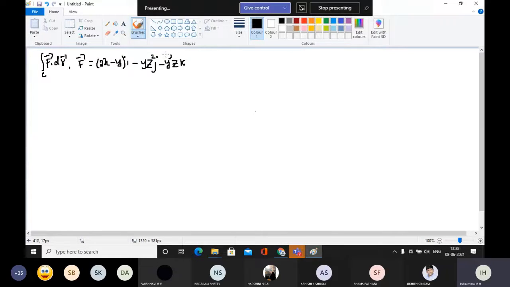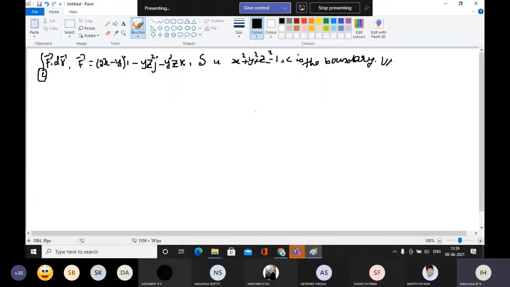Where S is the upper half of the surface of the sphere x square plus y square plus z square is equal to 1, and C is the boundary. Here we have C, right? C is the boundary. Okay.